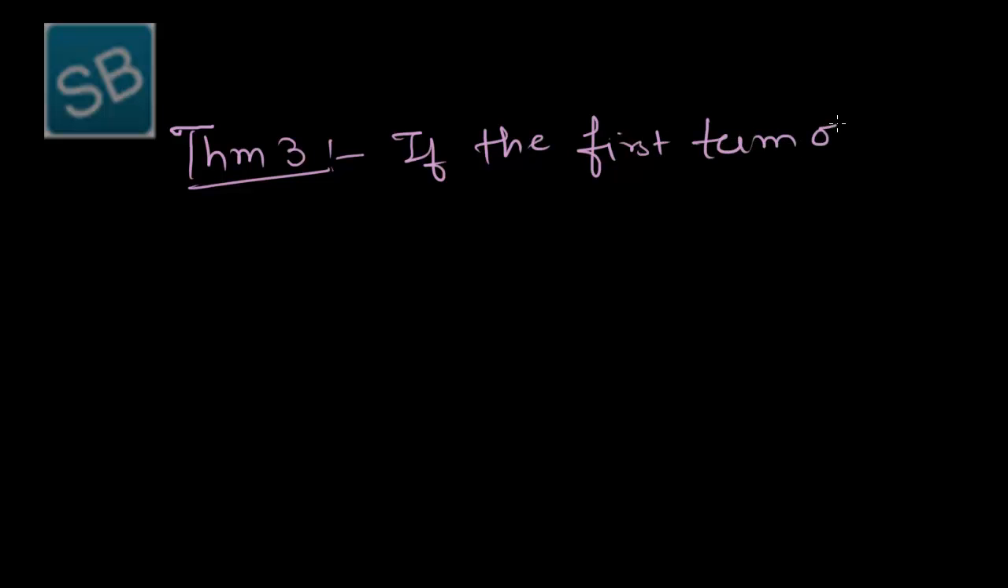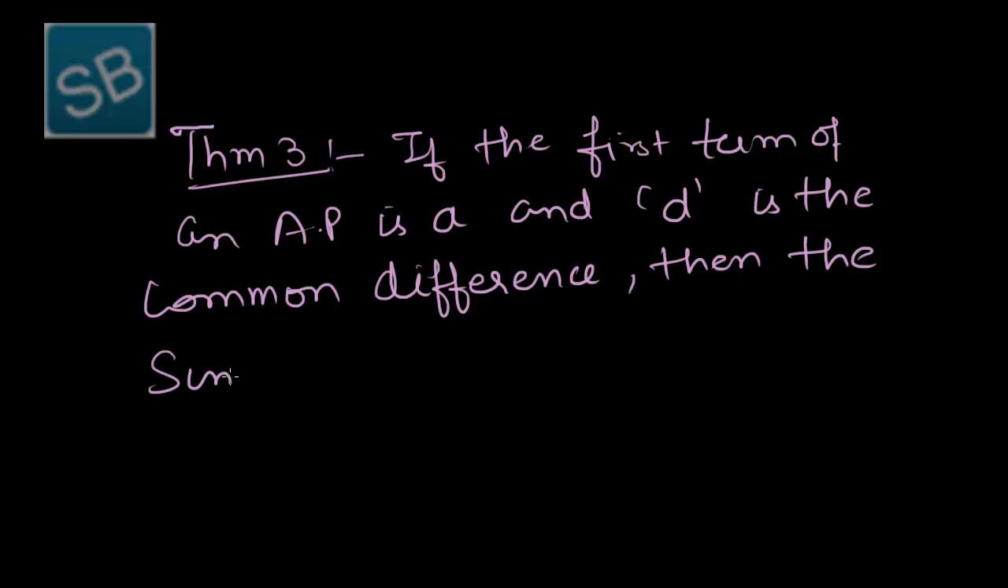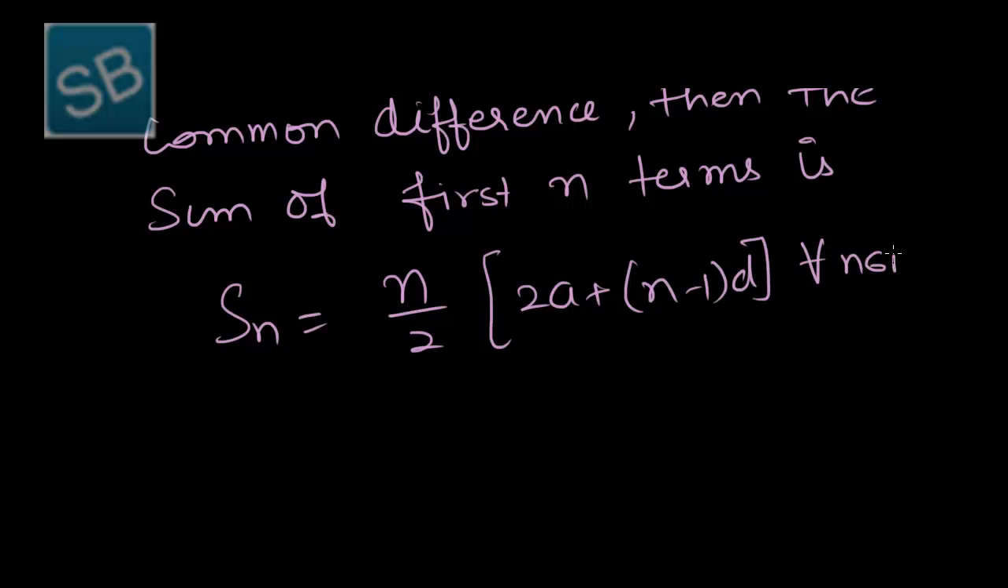Now we are going to state and prove theorem 3rd. If the first term of an AP is a and d is the common difference, then the sum of first n terms is Sn equal to n by 2, (2a plus (n minus 1)d) for all n belongs to N.